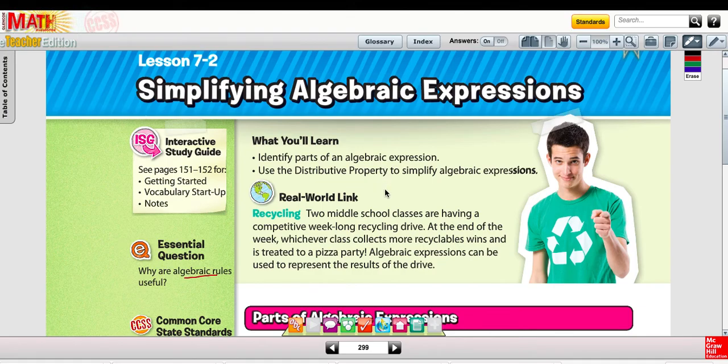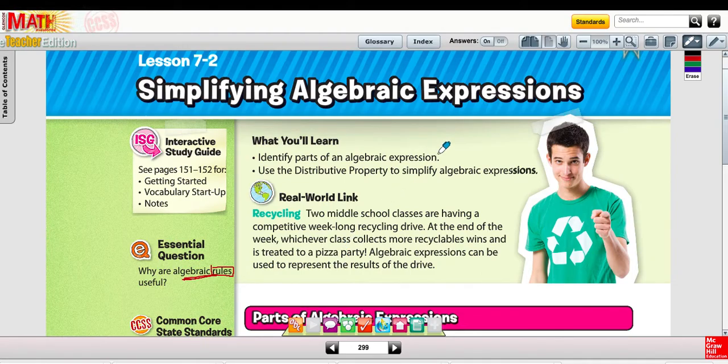In lesson 7.2, we're going to be talking about simplifying algebraic expressions, again focusing on that essential question of why algebraic rules are useful. It's just like any other thing in the world, football or cooking or whatever you're deciding to do. There are rules involved. Now, there's always some deviations from the rules, but in this case, we're talking about some fundamental algebraic rules that we can use and apply to problem-solving situations.